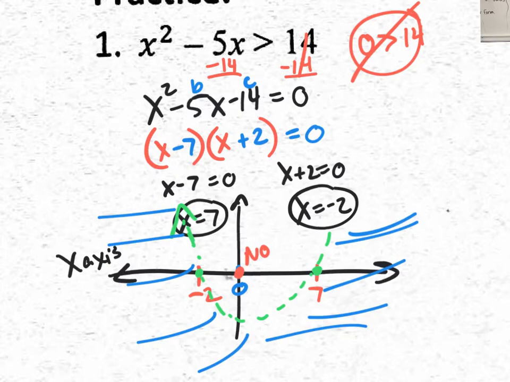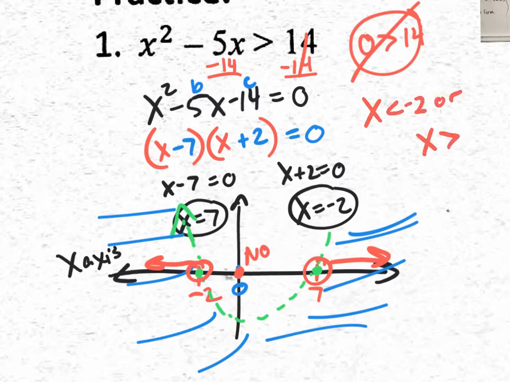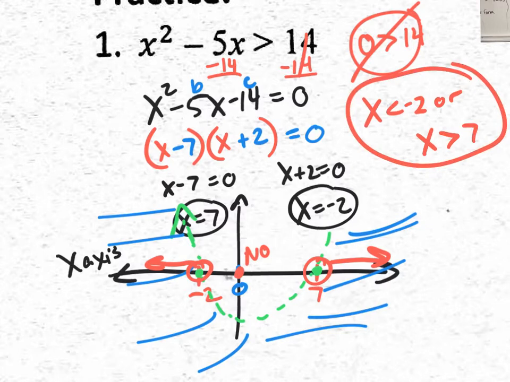So your answer has to be separate with the word or. It's going to be here at negative 2, but this way. Here at 7, but that way. And notice that I'm putting open dots. Why am I putting open dots? Because this is not a solid line underneath the inequality. It's open, okay? So how am I going to write my answer? My answer will be x is less than negative 2 or x is greater than 7. X is less than negative 2 or x is greater than 7.